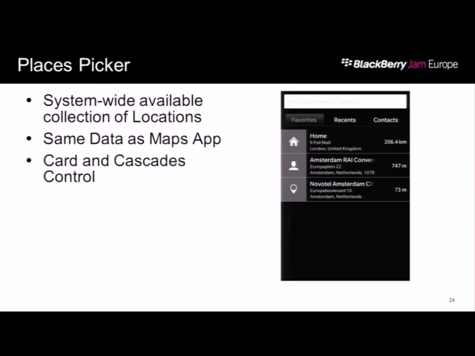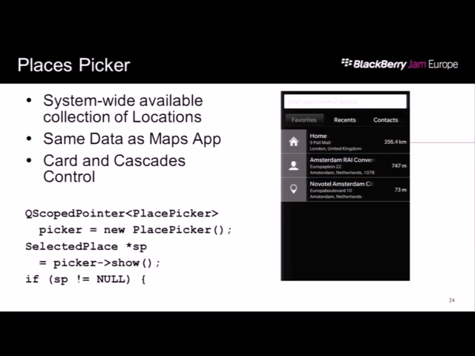This Places Picker comes as both a card, and that's how you would invoke the card. It also comes as a cascade control. The thing about cards is that they're full screen. If you wish to have a subset so that you wish to have other controls within it, sure, you can do that. The Places Picker has a cascades control as well. The card version is blocking. The cascades control is non-blocking. Minor variation there.